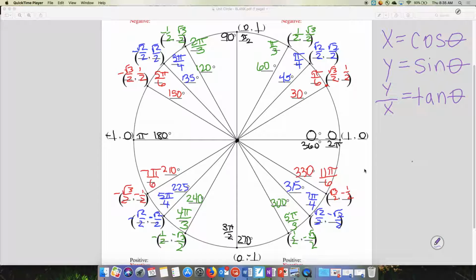Flip them, right? So if I ask you for the tangent of pi over 4, you would take the y coordinate, radical 2 over 2, divided by the x coordinate, radical 2 over 2. What is that? Isn't radical 2 over 2 divided by radical 2 over 2, 1? Ah, that's nice, right?